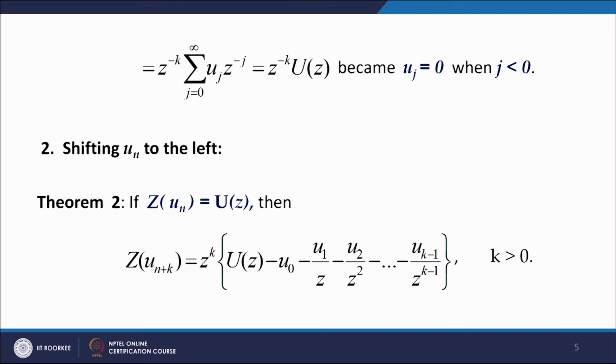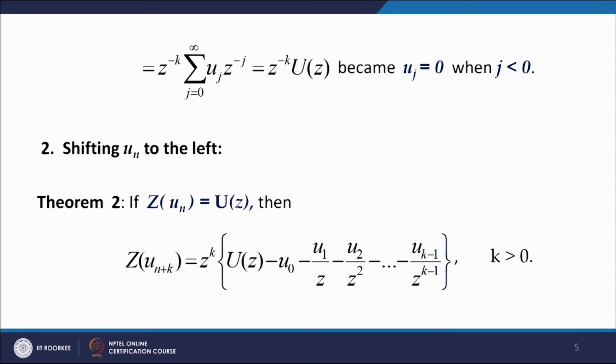So we have z to the power minus k sigma j equal to 0 to infinity u(j) z to the power minus j. Now sigma j equal to 0 to infinity u(j) z to the power minus j is U(z). So what we get is z to the power minus k U(z). So when there is a shifting by k on the right side, the z transform of the sequence u(n minus k) is given by z to the power minus k into the z transform of u(n).